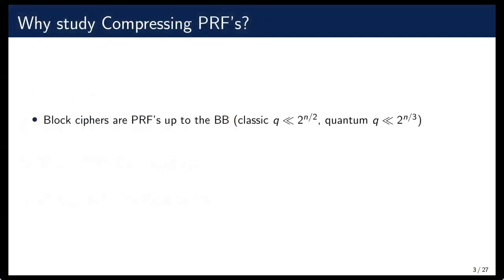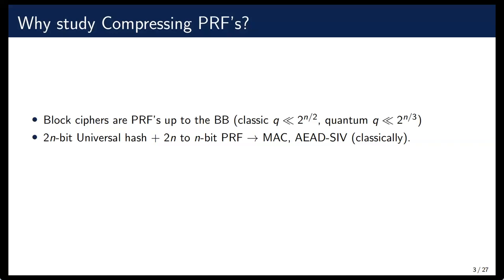So first, why did we decide to study compressing PRFs? Indeed, the block ciphers can be seen as PRFs of the domain, which in the classical sense means that the number of queries is more than 2^(n/2), and in the quantum sense, 2^(n/3). Moreover, we know that if we take a 2n-bit universal hash and combine it with a 2n-bit to n-bit PRF, we can construct message authentication codes and authenticated encryption schemes in the classical sense.